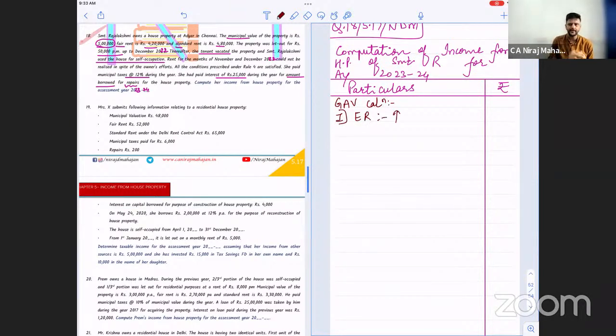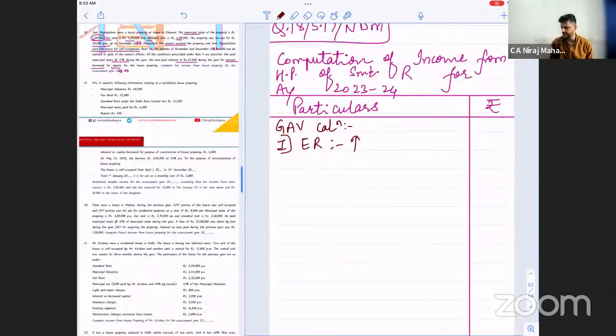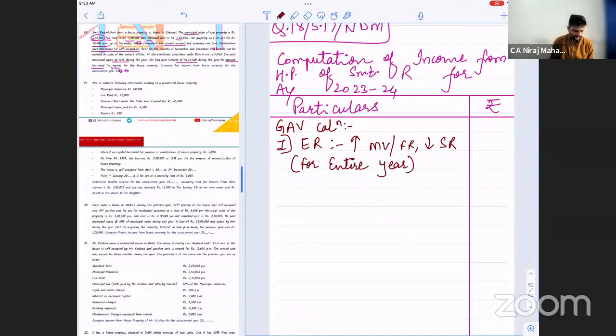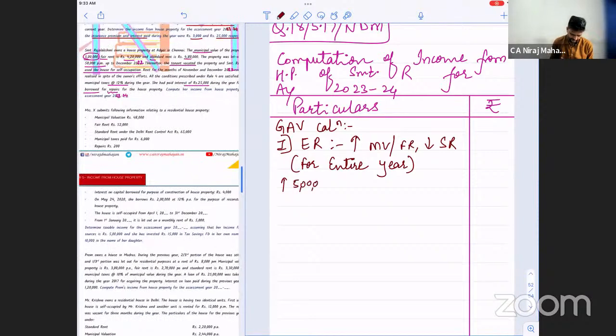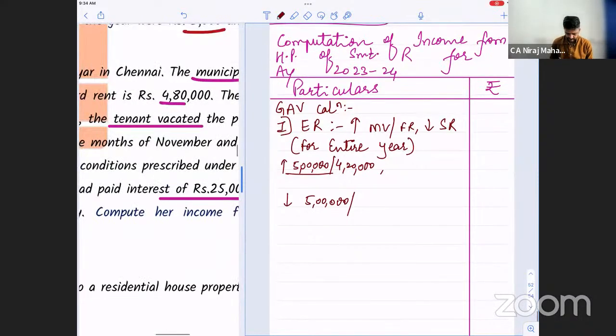Even if it was SOP and let out for some part of the year, we will be considering it as let out for the entire year. So higher of municipal valuation or fair rent, but subject to standard rent. I'm writing in bracket, entire year. So higher of 5 lakhs or fair rent, which is 420. So higher is 5 lakhs, but lower of 5 lakhs and standard rent of 480. So the answer is 480.